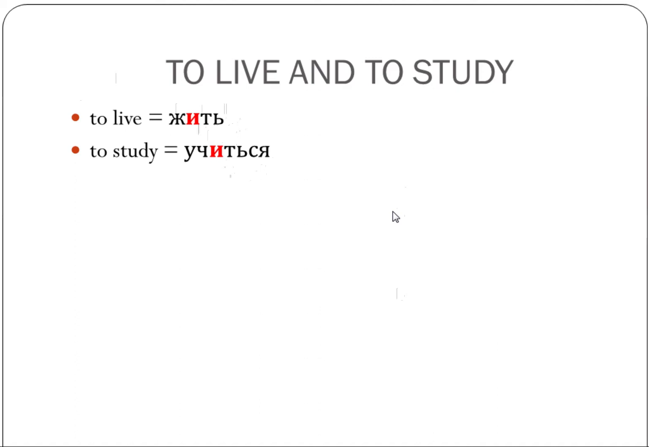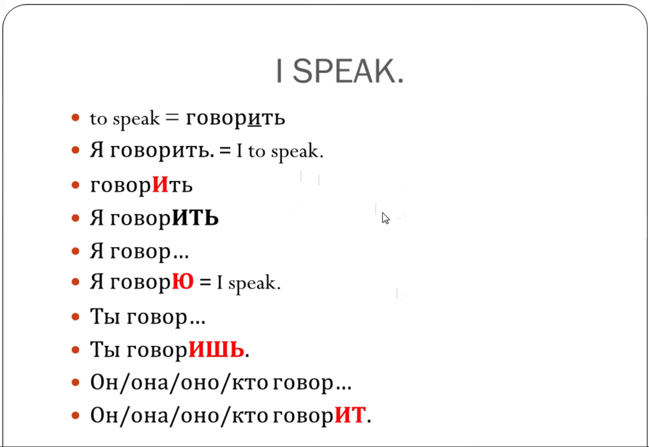So, according to the rule, if the vowel is E in the infinitive form, then it's going to be second conjugation. It will be like говорить when we drop the last three letters and we add ю for the subject I, ишь for you, and ит for he, she, who. So then those verbs need to be treated like the verb говорить. So let's start with study.